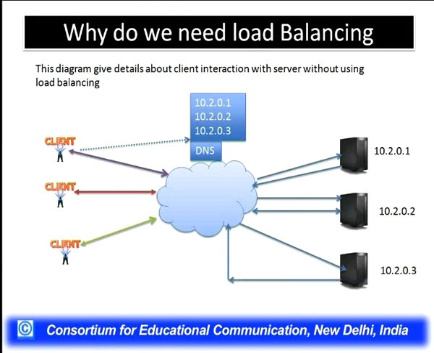So client 1 will be connected with 10.2.0.1. Similarly, client 2 wants to interact with the server, so it will send the request to 10.2.0.2, which is connected, and the third client wants to connect with the third server, 10.2.0.3, then it will be connected.